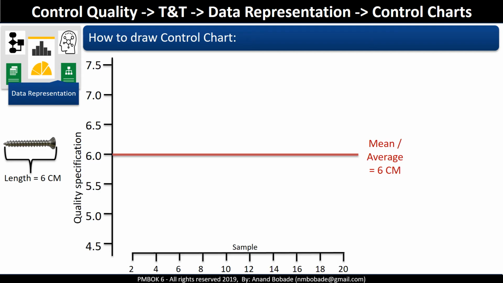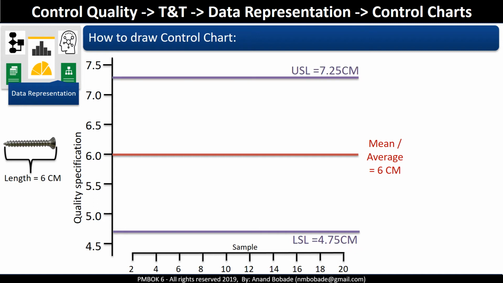Now what you can see on the screen is a control chart. Length of the screw is plotted on the y-axis and product's quantity is plotted on the x-axis. Now in this case, since the screw length requirement is 6 cm, it becomes the mean or average. What you can see on the center, which is a red line, is called a mean or average.